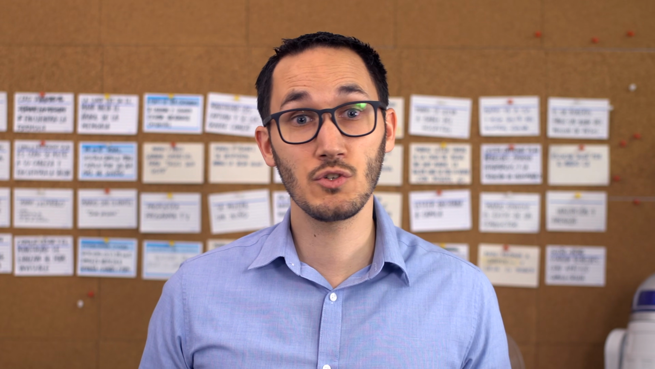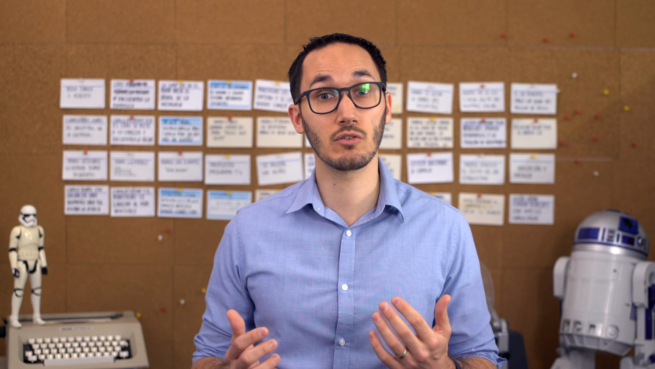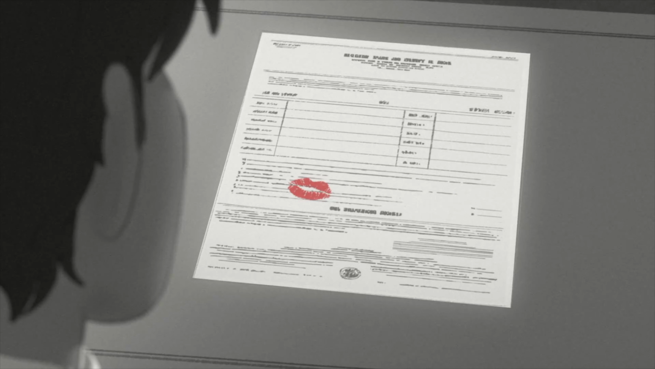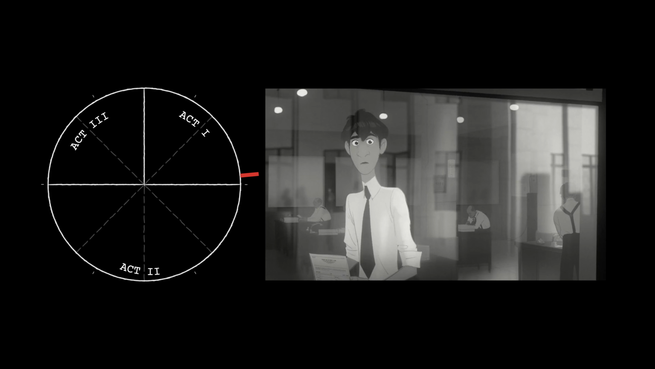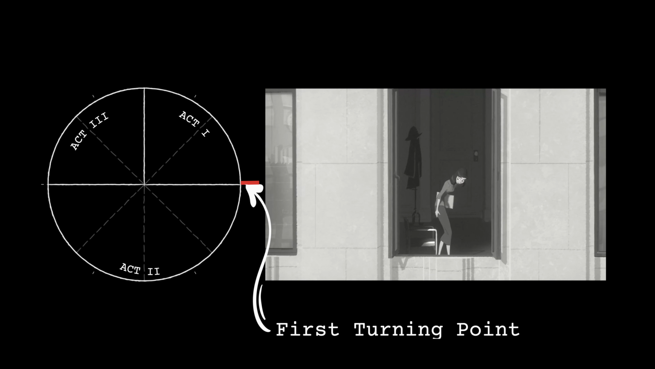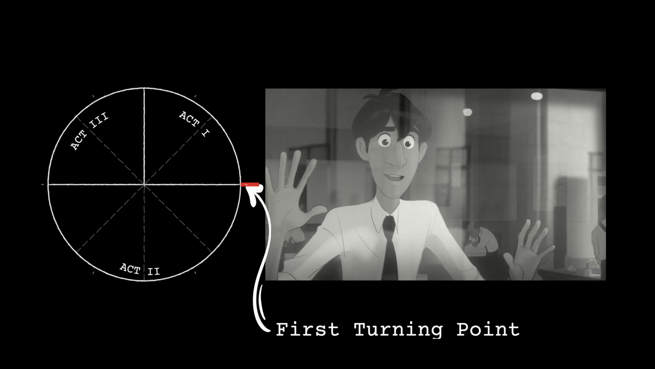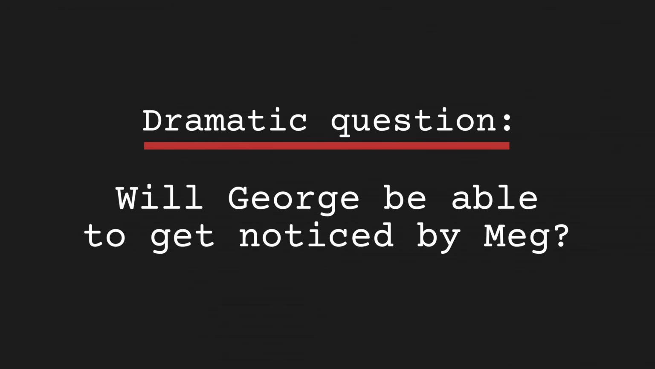But he's not ready to change yet, so he gets a little push from an invisible character that we've already met in the beginning, the wind. Thanks to the wind, George notices that Meg is being interviewed for a job in the building across the street. This is the first turning point. And now the story question becomes more specific. Will George be able to get noticed by Meg?